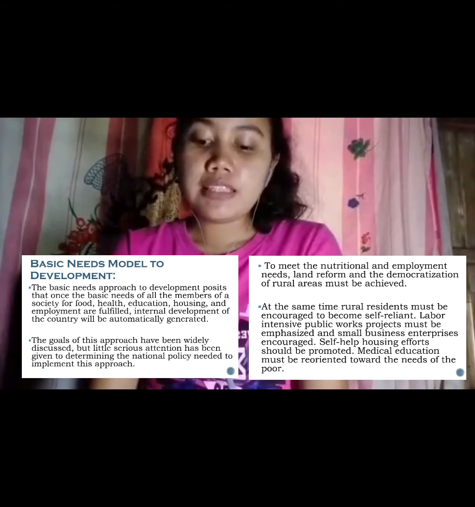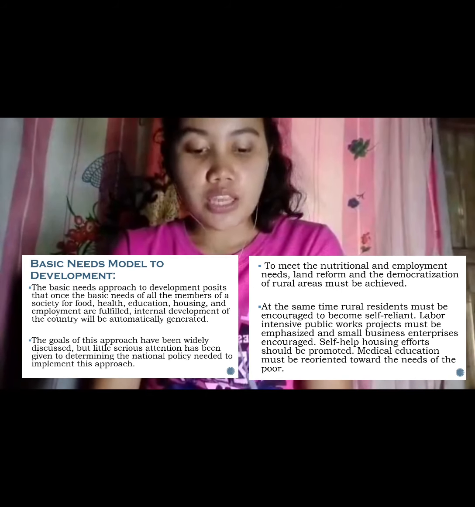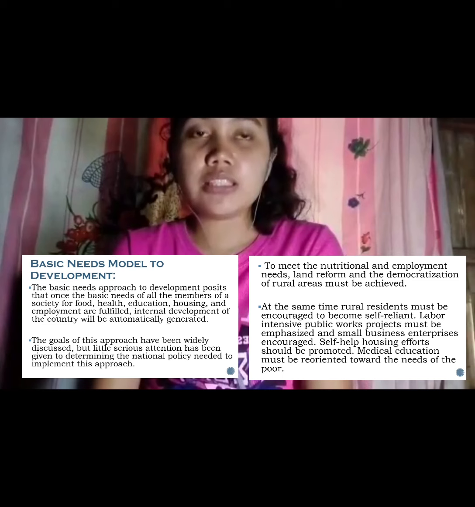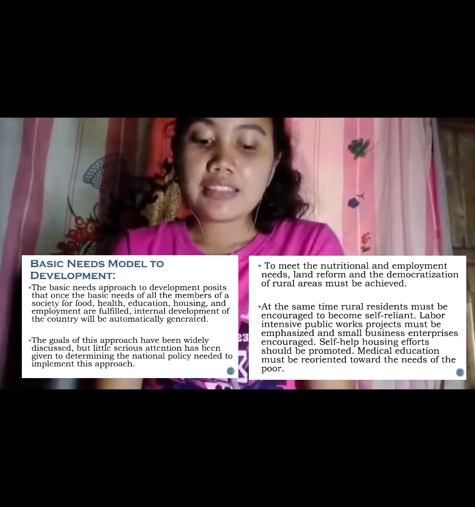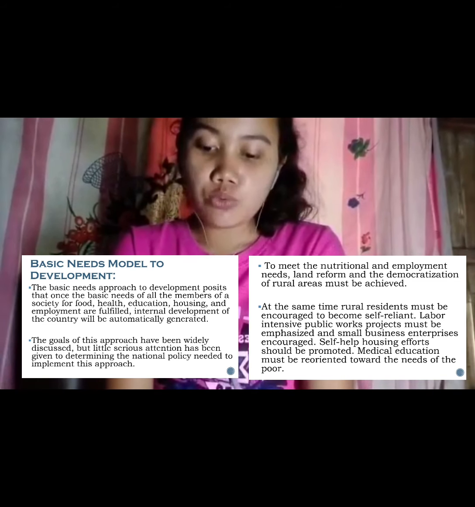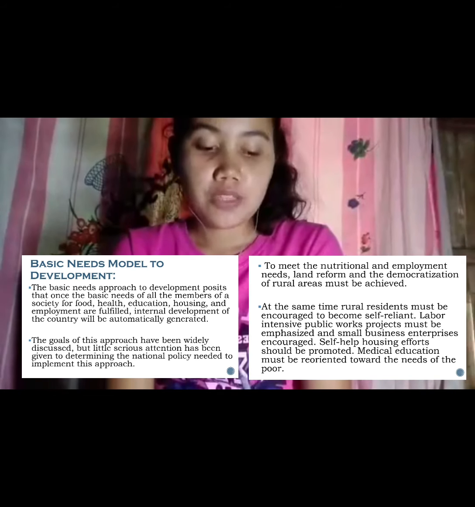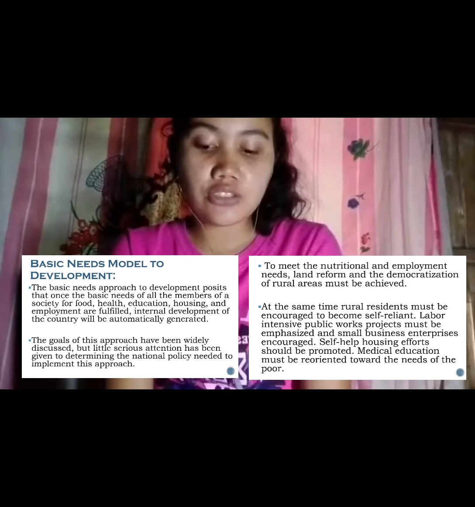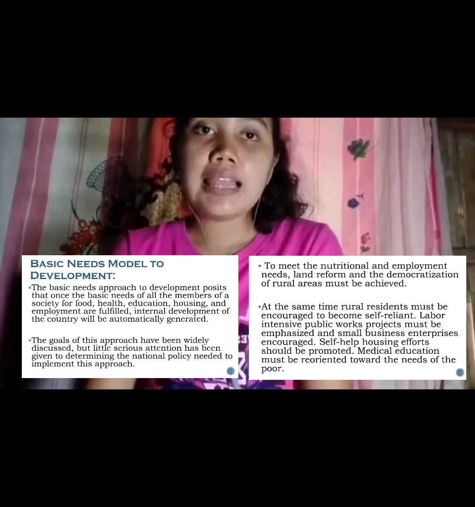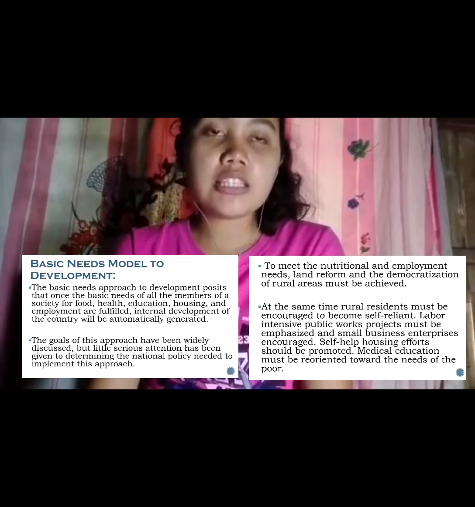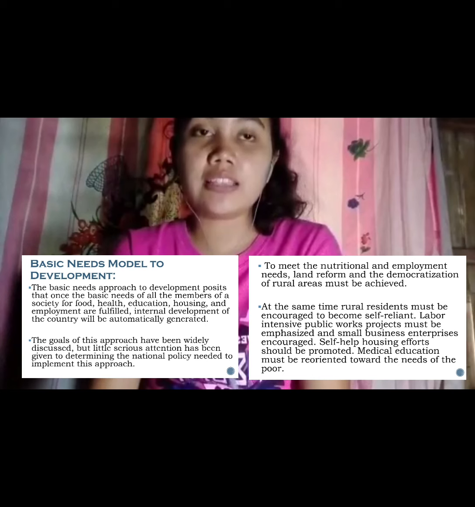And the next is the basic needs model. The basic needs approach is a major approach to the measurement of absolute poverty in developing countries. It attempts to define the absolute minimum resources necessary for long-term physical well-being, usually in terms of consumption goods like shelter, clothing, sanitation, education, and healthcare.